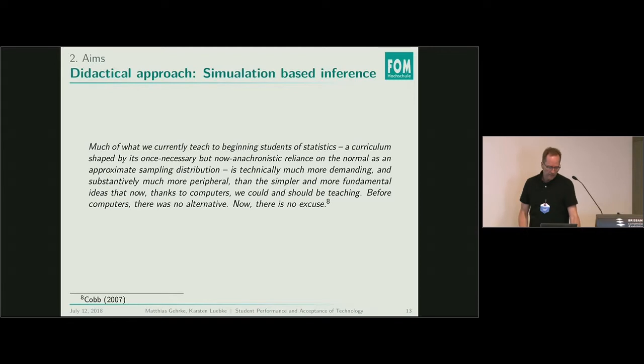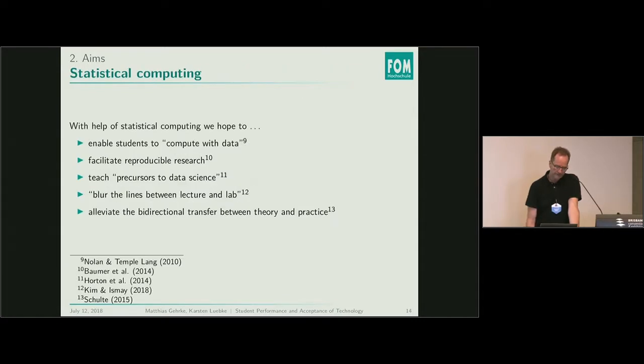If you look at one citation from Cobb of already 10 years ago, he was into simulation-based inference as well, and even 10 years ago he already said, okay, now the computer power is large enough that we can do simulation, and in former times there was no alternative, now there's no excuse. But still 10 or 11 years later, the teaching is based on reliance on the normal. So therefore, we have to move ahead.